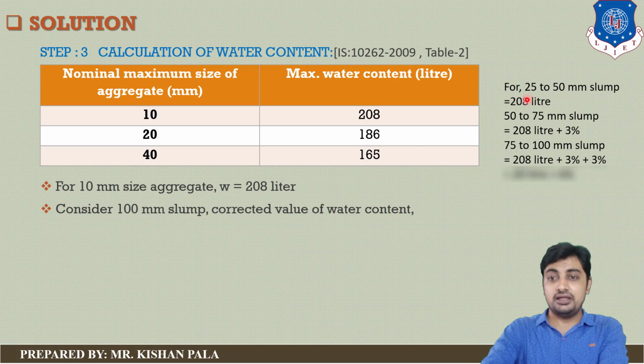You can see here the table shows 208 liters for the 25 to 50 mm slump, and for 25 to 75 mm slump we have to add 3 percent of this value, and we are concreting at 100 mm slump. So for 75 to 100 mm slump we have to add 208 liters plus 3 percent plus 3 percent. It means we require 208 liters plus 6 percent.